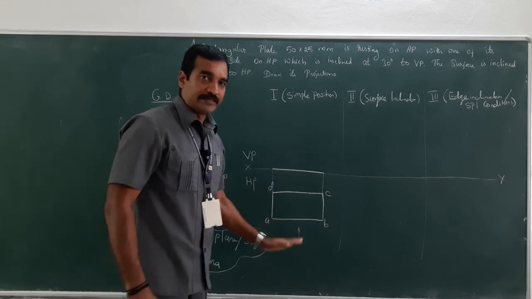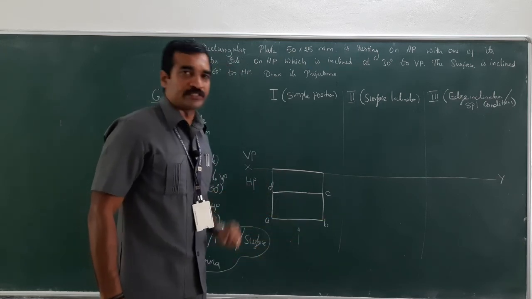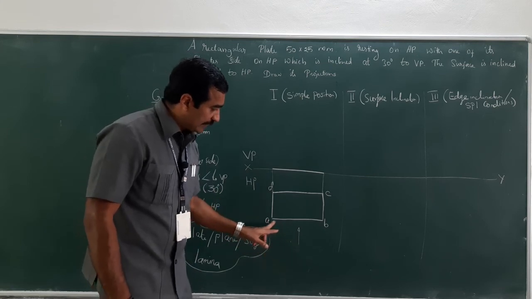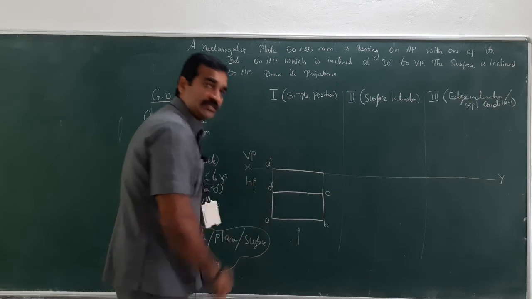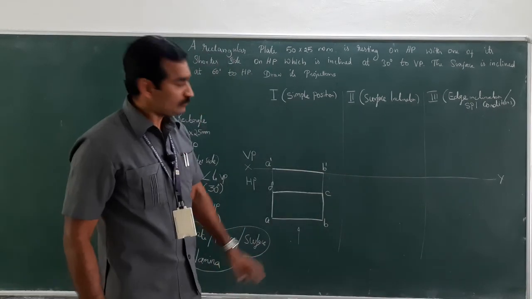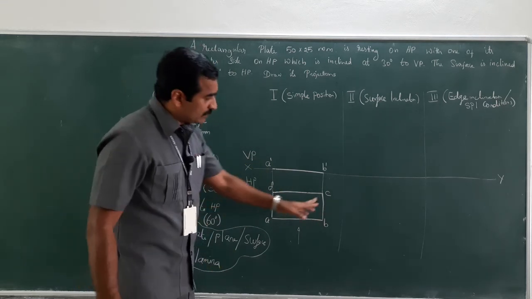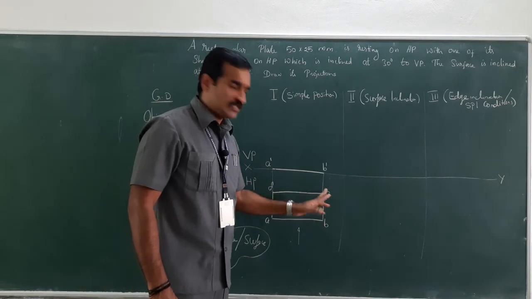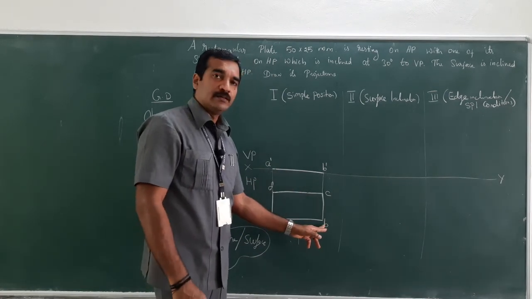When you look at from here, what are the points you could see? What are the corners you could see? When you look at from here, A, B are visible. So, A dash and B dash. What about C and D? What about the C and D? C is invisible because it is right behind B, right?